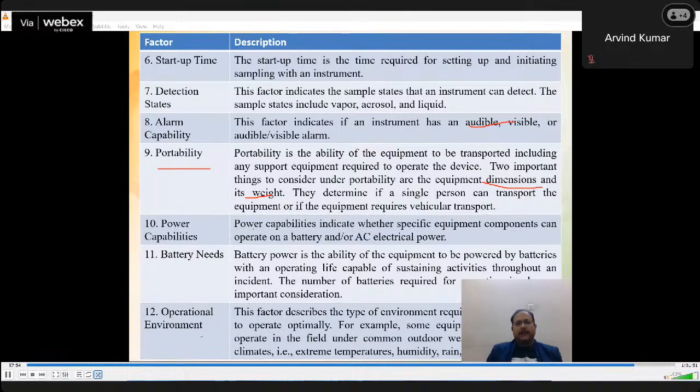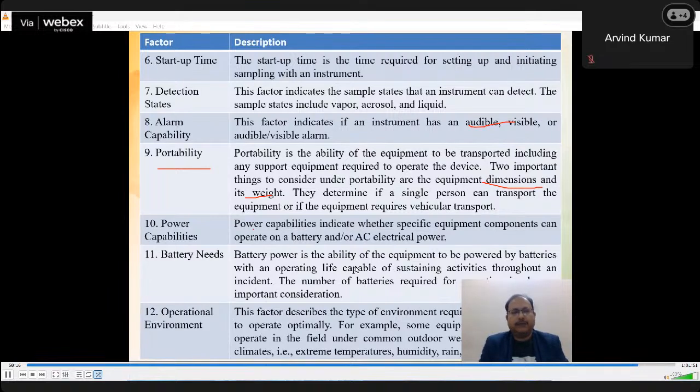They determine if a single person can transport the equipment or if the equipment requires vehicular transport. So again, portability is a big factor. Next, the power capabilities. Power capabilities indicate whether specific equipment components can be operated on a battery or require AC electrical power. So capability is also there.